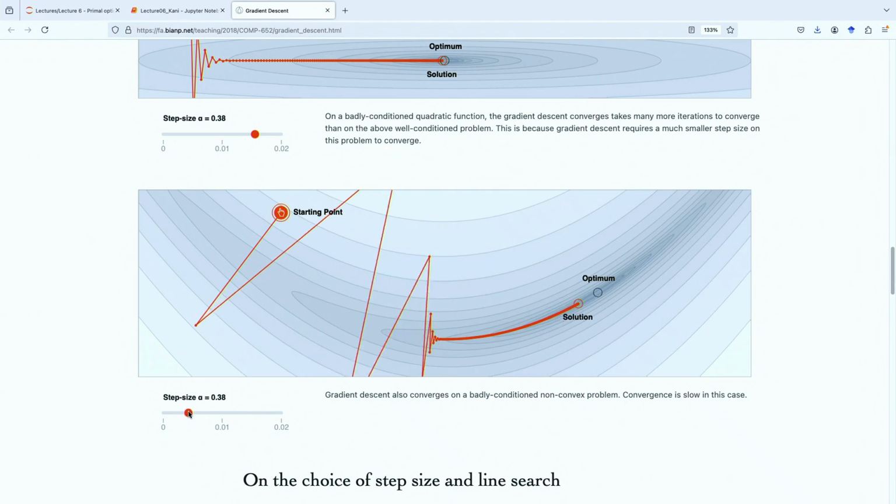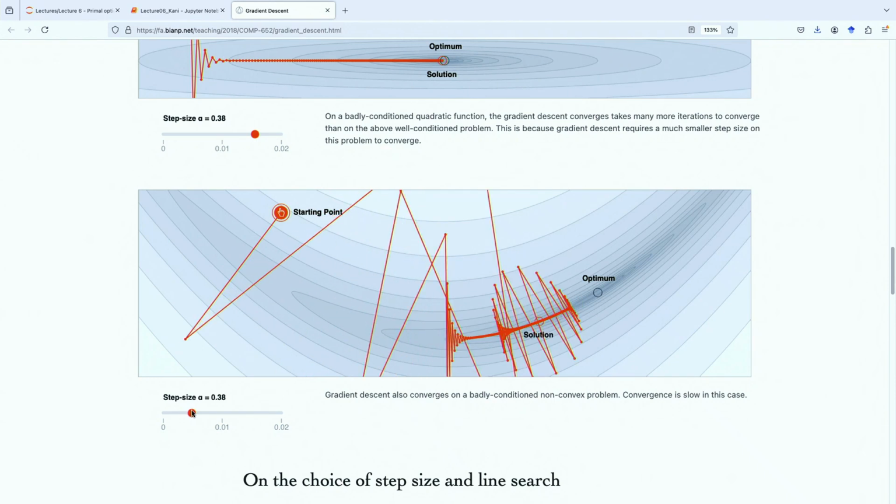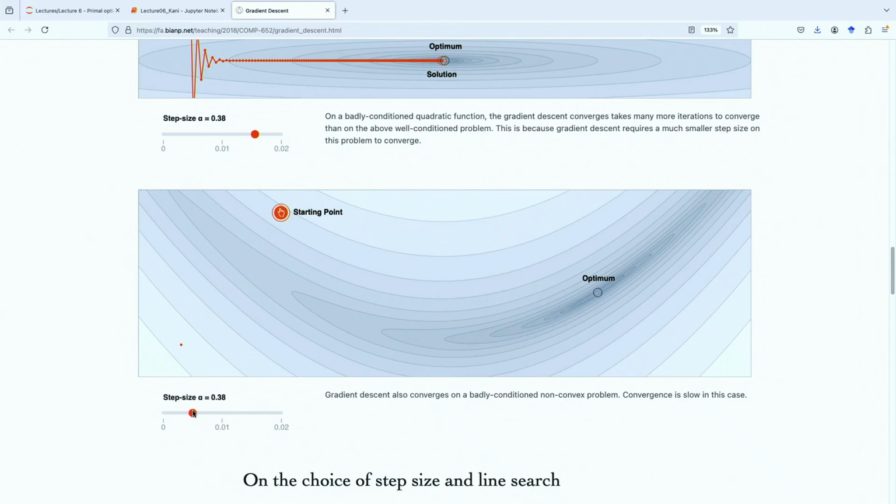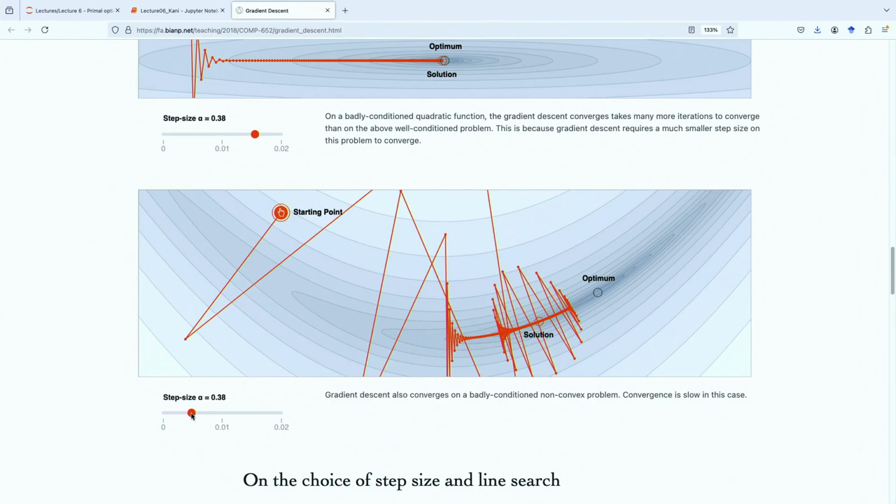But the issue is that when we increase the step size too much, we just go crazy. In fact, we get unstable behavior, and Fabian's JavaScript applet breaks. It's just a little bit unstable, and everything goes to hell. So this illustrates two important points.